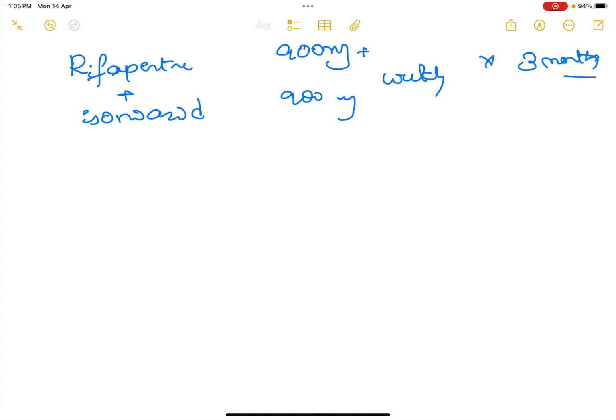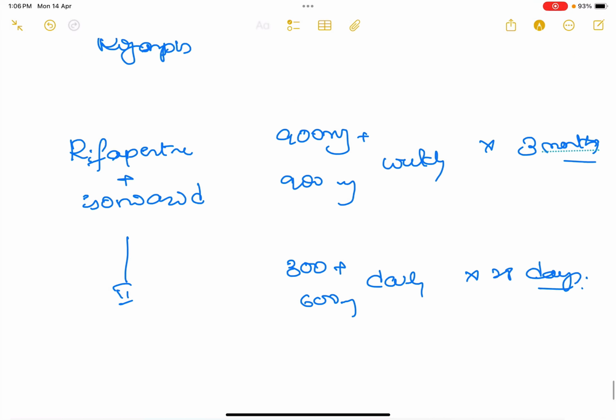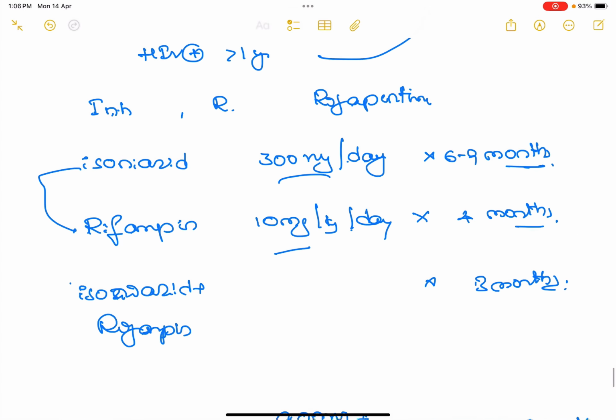You can also use a daily regimen for 28 days. Same drugs. Okay, here the dose is different. 300 mg isoniazid plus 600 mg rifampicin. Here it is daily. Here daily for 28 days. So these are the regimens used for TPT.